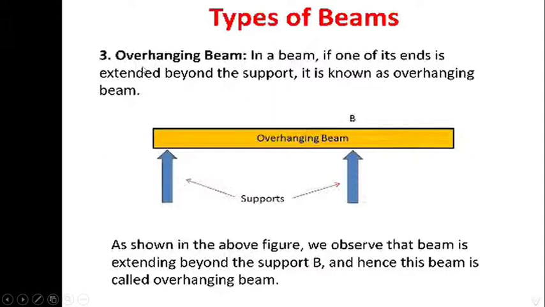Next, the overhanging beam. In a beam, if one of its ends extends beyond the support, it is known as an overhanging beam. You can see the diagram of the overhanging beam. The beam extends beyond the support. That type of beam is called an overhanging beam.